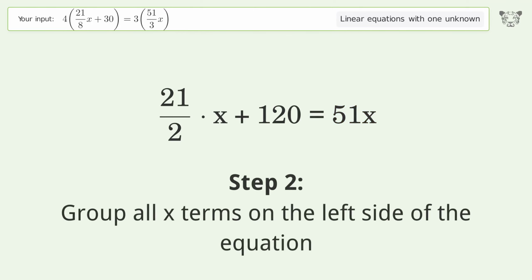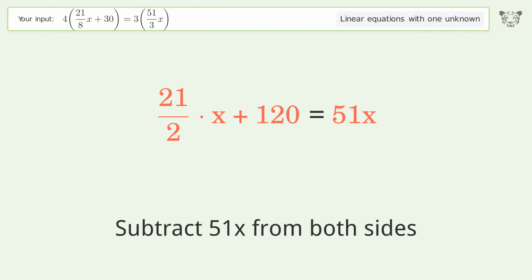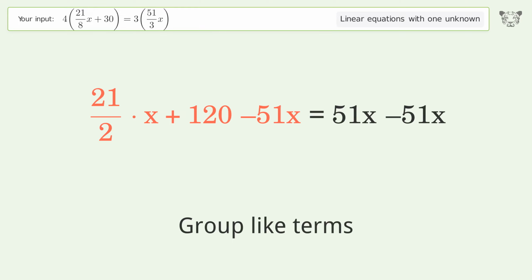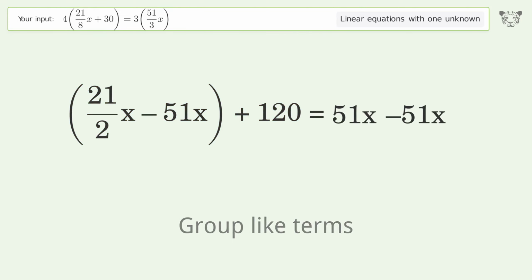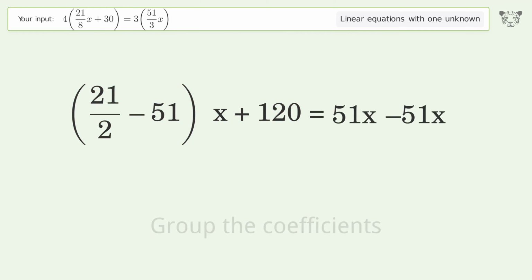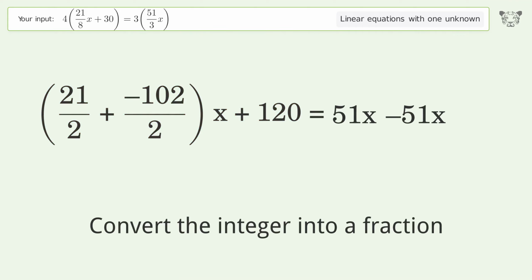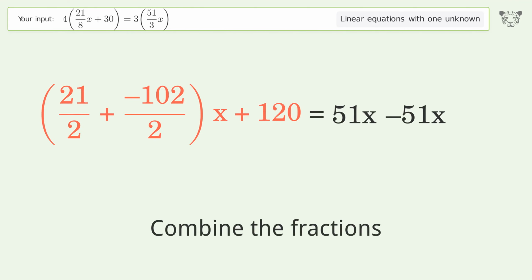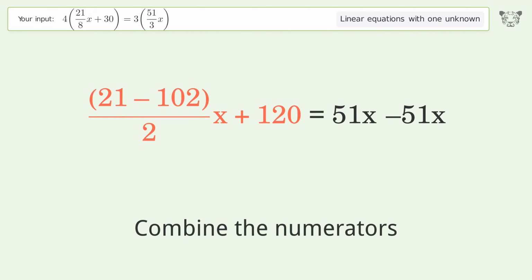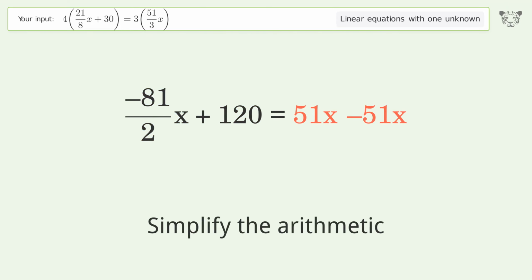Group all x terms on the left side of the equation. Subtract 51x from both sides. Group like terms. Group the coefficients. Convert the integer into a fraction. Combine the fractions. Combine the numerators. Simplify the arithmetic.